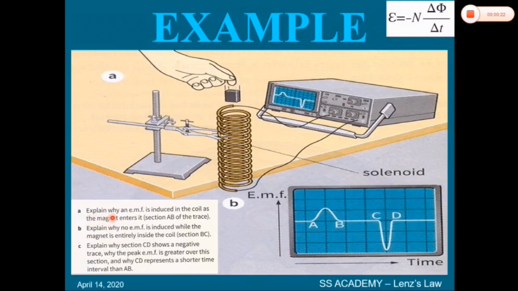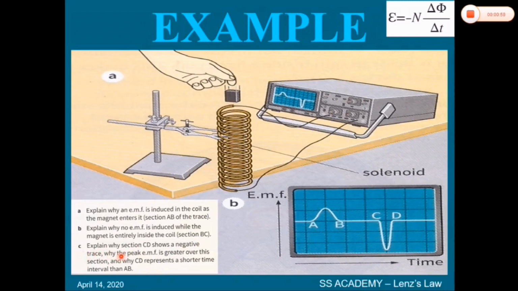Part A is: explain why an EMF is induced in the coil as the magnet enters it, shown by section AB of the trace. As there is a sudden increase in the flux linkage for the coil, there will be an induced EMF. Part B: explain why no EMF is induced while the magnet is entirely inside the coil, shown by part BC of the trace. The answer is, as there is no change in the flux linking the coil, there will be no induced EMF because the motion is parallel to the field.